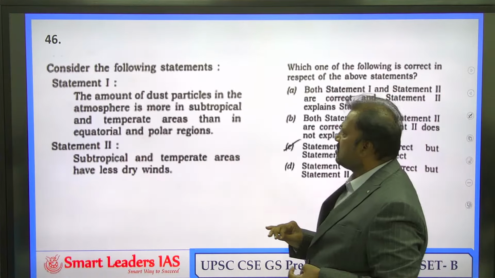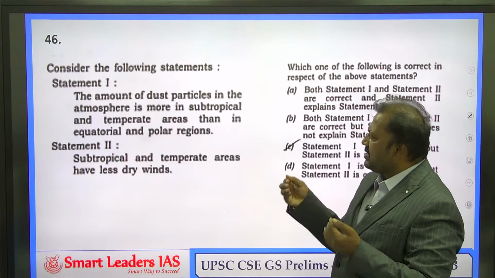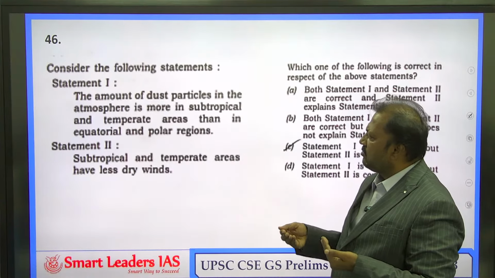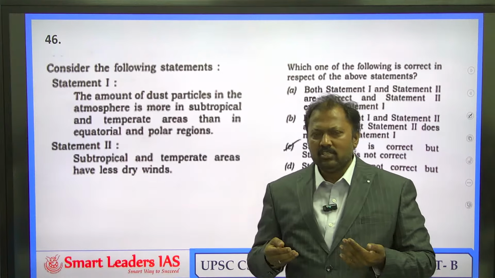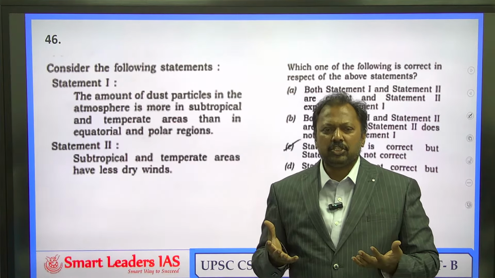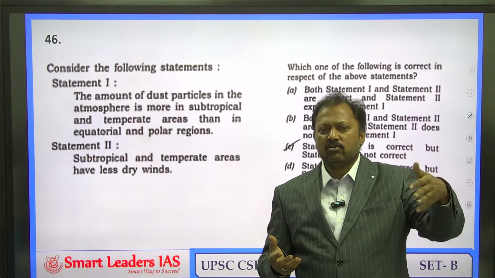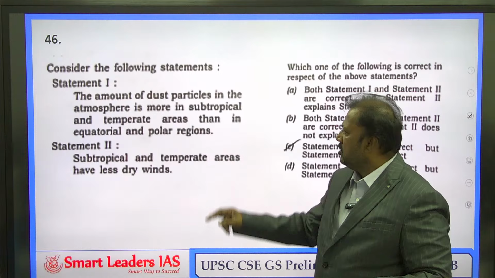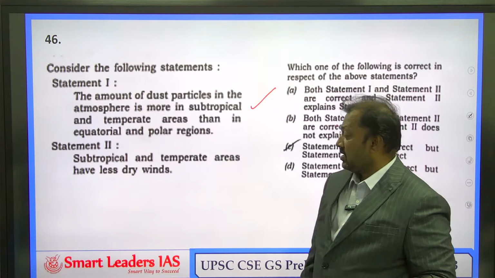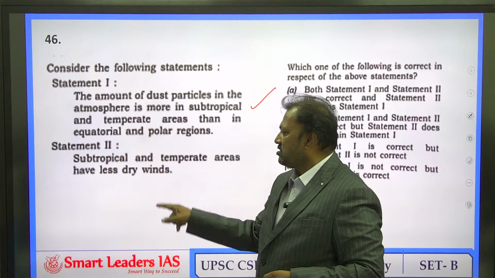Next, 46. Consider the following statements. The amount of dust particles in the atmosphere is more in subtropical and temperate areas than in the equatorial and polar regions. We all know in polar regions there are no dust particles. In equatorial regions, because of the thick vegetation and heavy rainfall, there are no dust particles. More dust particles will be in the subtropical region. This is a known fact. So the first statement is correct. Subtropical and temperate areas have less dry winds. No, it is not less.